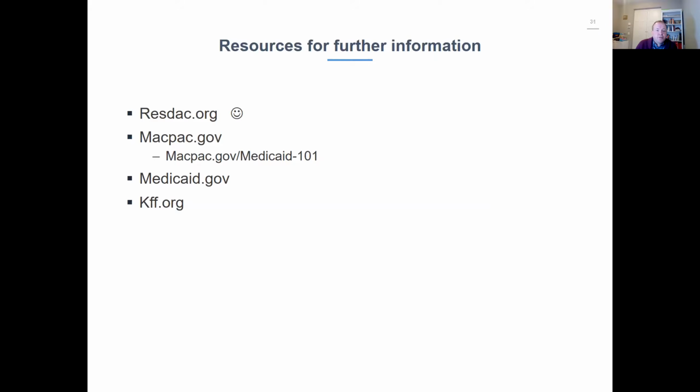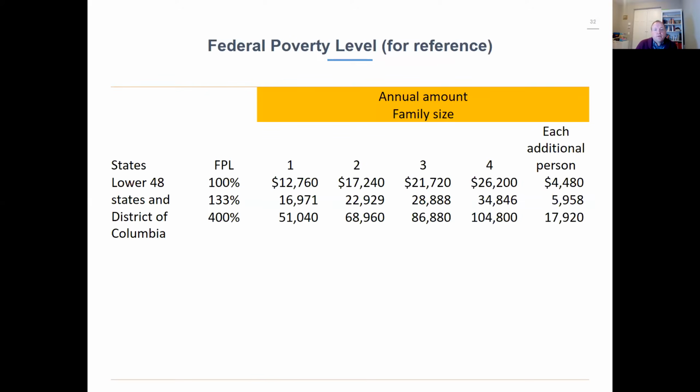And of course, resources for other information are resdac.org. You could look at macpac.gov, medicaid.gov, and another source that's useful is Kaiser Family Foundation.